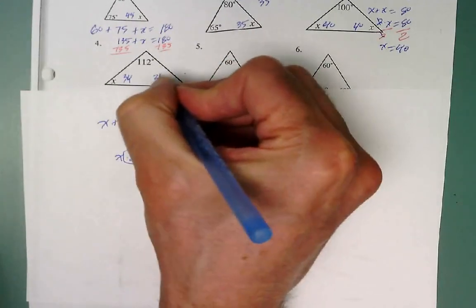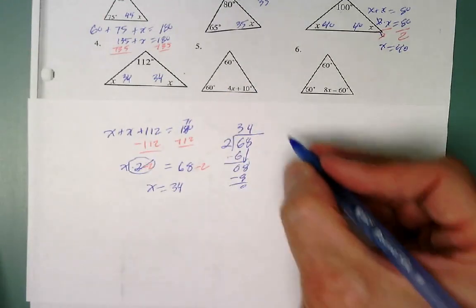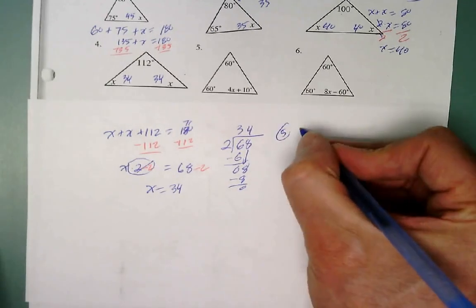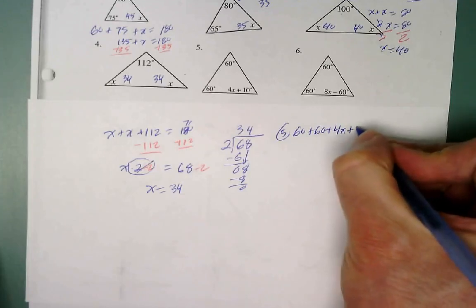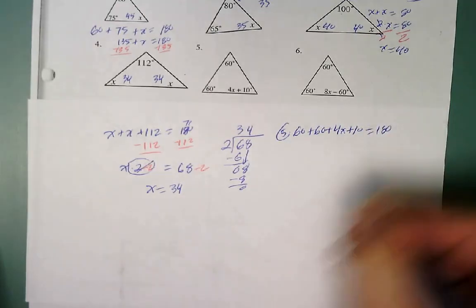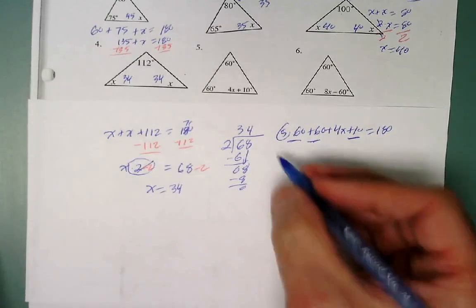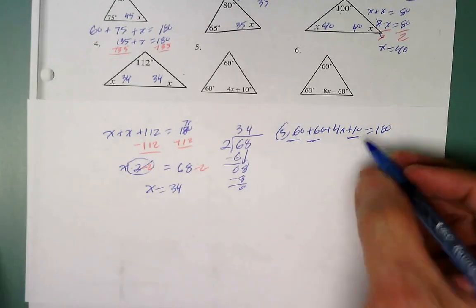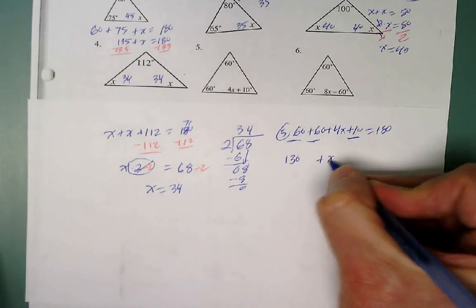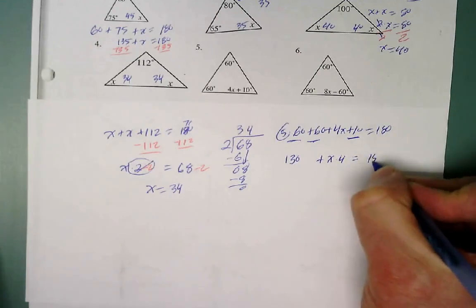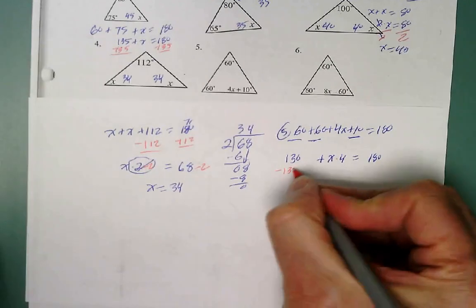All right? Next one, now we get into the real algebra problems. Number 5, we got 60 plus 4x plus 10 equals 180. I'm going to put this 10 with the 60 and 60. 60 and 60 is 120 plus 10 more, 130 plus x times 4 equals 180. How do I get rid of that 130? I'm going to subtract it from both sides.